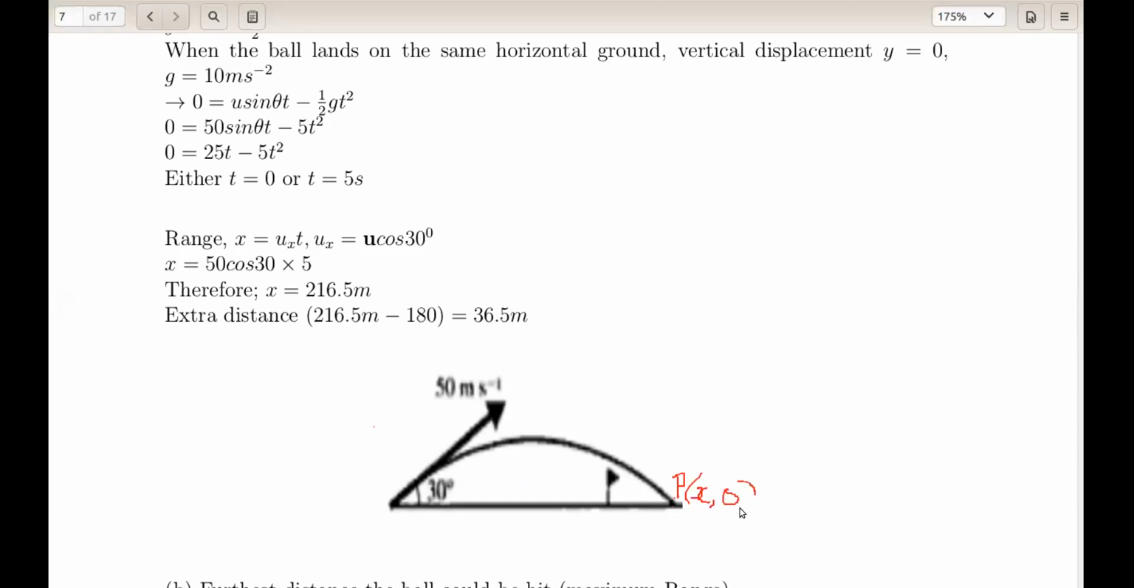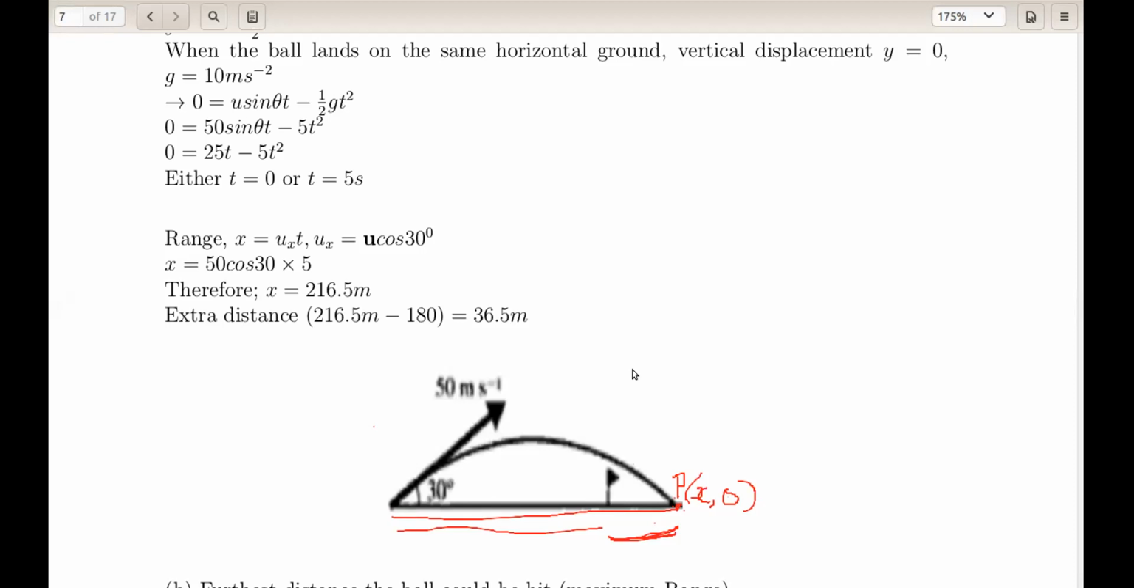Why am I looking at this point? I'm looking at this point simply because I can easily get the distance from the point of projection to where the ball lands. So if I can get that horizontal distance covered, which is now the range, I can easily subtract off this distance, the 180 meters. Then what I remain with is the one that is being asked in the question. So my task is to find the horizontal range. I've called it X.